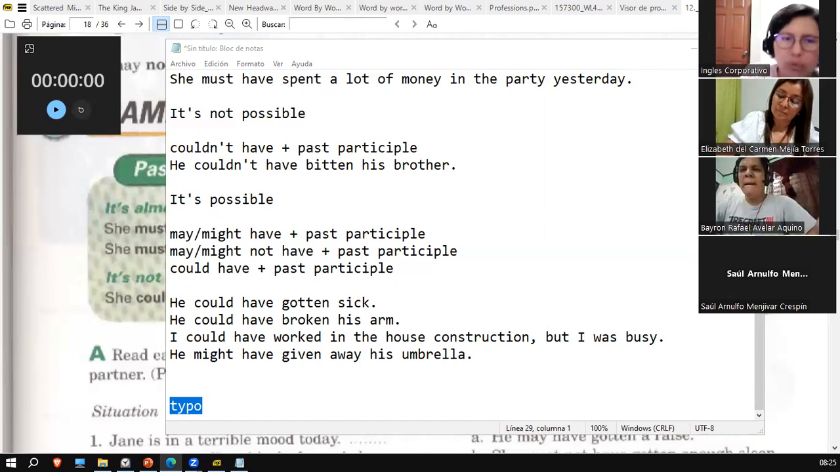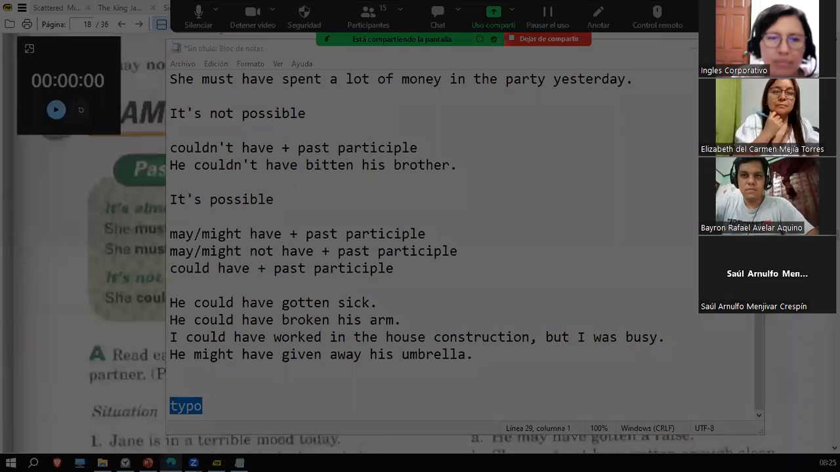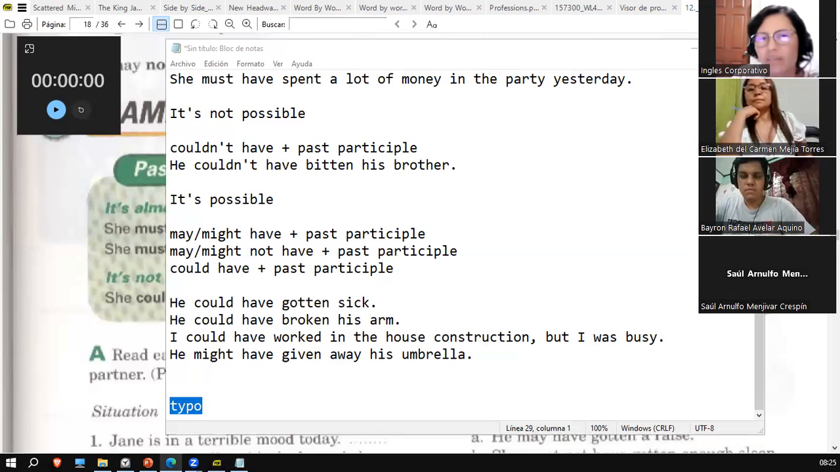Veamos, typo minim. Aquí está. Generalmente, pues, pasa al digitar algo en una computadora, en una máquina de escribir, pero también se acondiciona a los textos, a los mensajes de texto también. Very good. So, questions, guys. ¿Preguntas, chicos? ¿Questions about this?